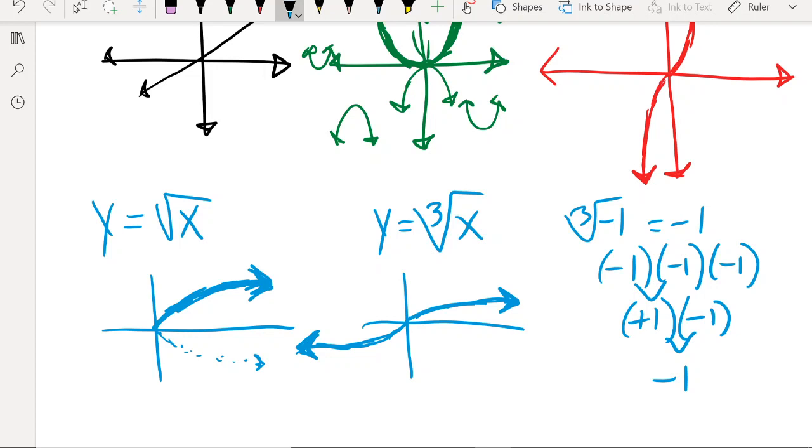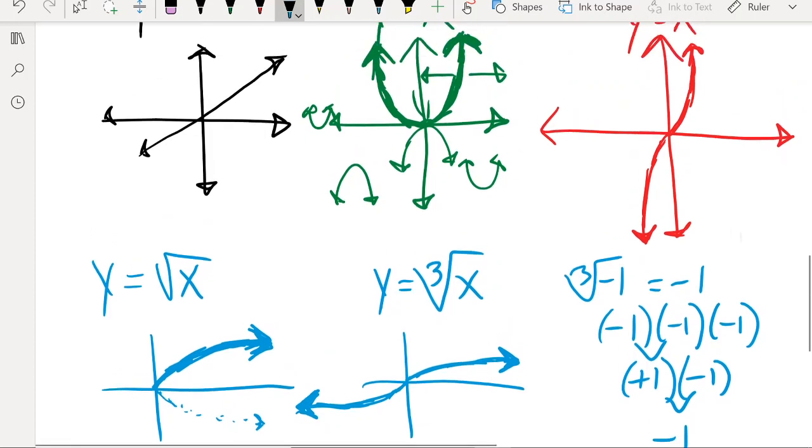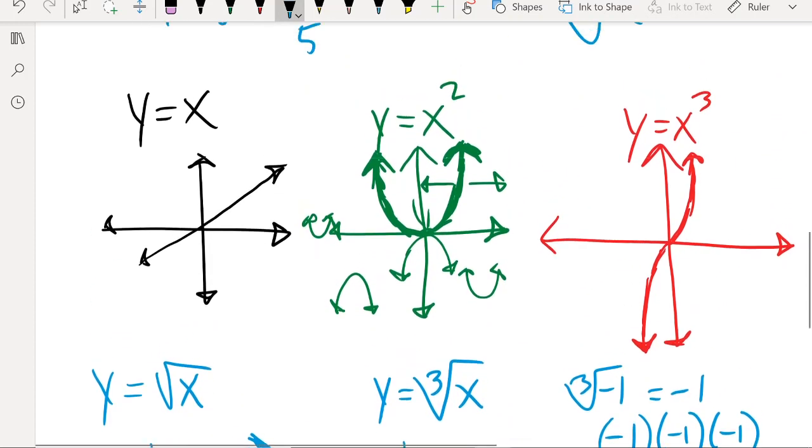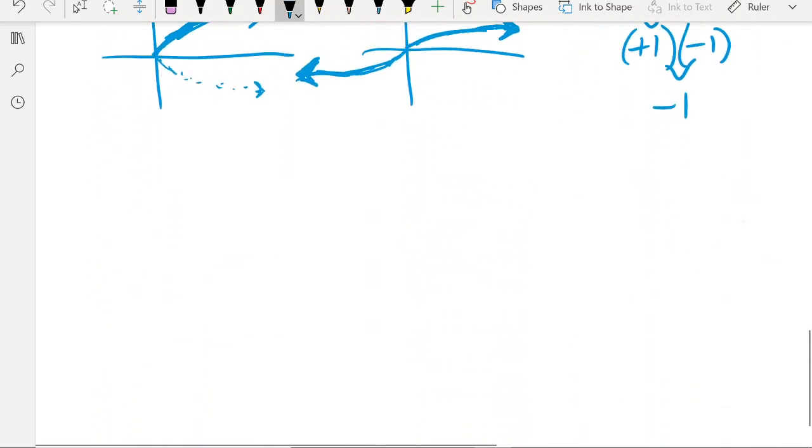And of course, as you go to y equals the fourth root of x and so on, each even root is going to have the same issue. You're going to only have half of the graph of a quasi-parabola looking thing. Okay, so that's that one.